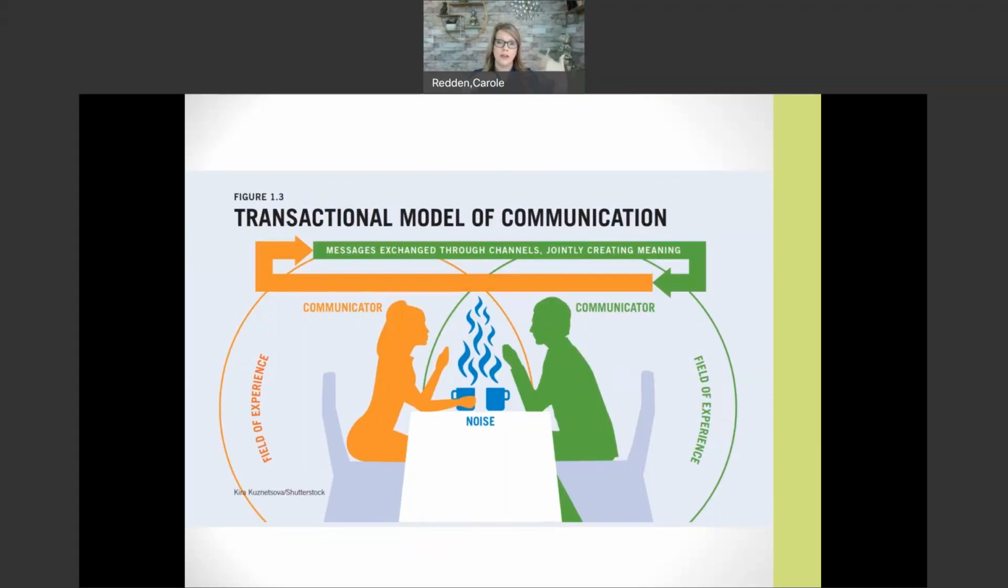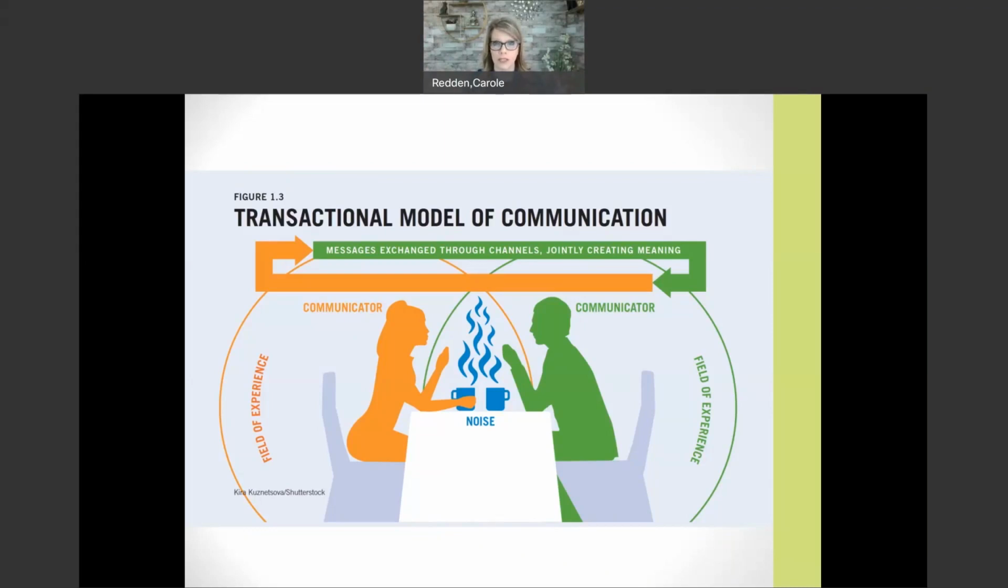I have the sender and the receiver. You're still looking at an image of two people sitting across from each other with noise in the middle. But what's different is these two people are no longer called a sender and a receiver. They're now called communicators. And I'm getting ready to tell you something that's on the homework assignment. They're called communicators instead of senders and receivers because there's never a time where we are just sending or we are just receiving. That's why that last model, the interactive model, isn't yet fully complete because it makes it seem like we do only send or only receive.